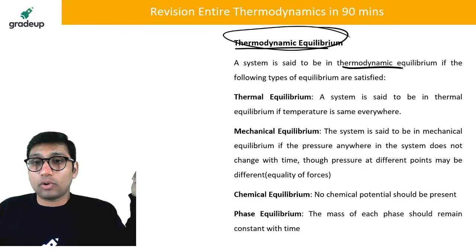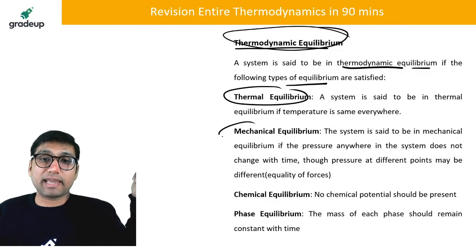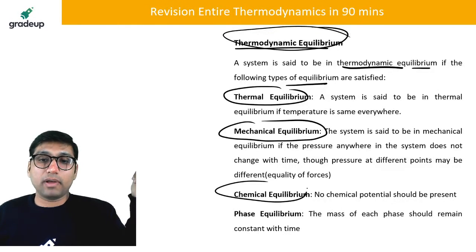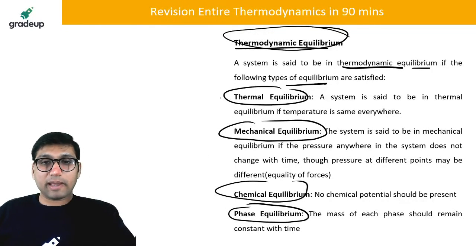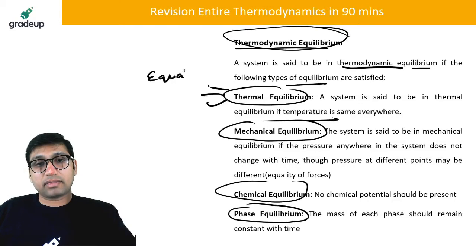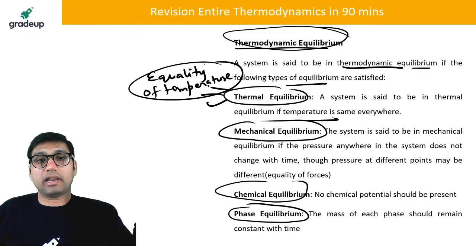Okay, a system is said to be in thermodynamic equilibrium if it follows these types of equilibrium: thermal, mechanical, and chemical equilibrium, and also sometimes phase equilibrium, if it is mentioned in your exam. Thermal equilibrium means equality of temperature. If the temperature is the same everywhere in the system, that is called thermal equilibrium. And the zeroth law of thermodynamics is based on thermal equilibrium.